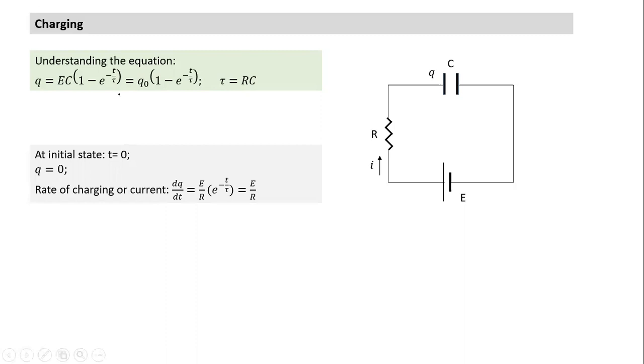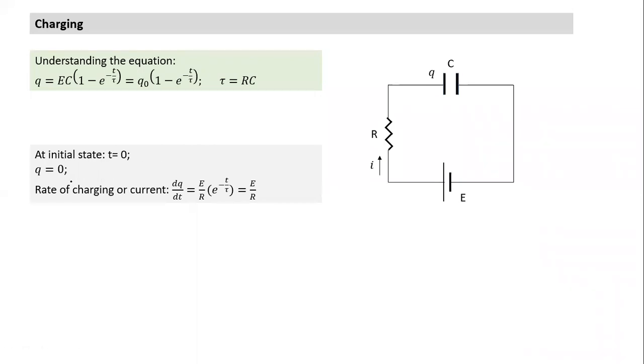So t is equal to zero, I can substitute t equal to zero in this equation. If I substitute t equal to zero, q becomes equal to EC times, this term becomes equal to one. One minus one becomes zero. When I substitute t equal to zero, I find the charge is equal to zero, which makes sense. Initially, it is not charged. That's the limit of our integration.